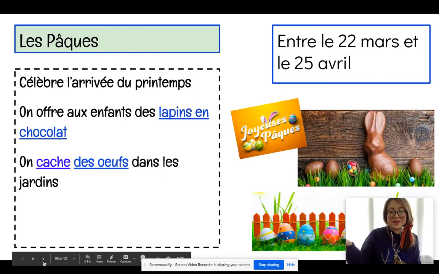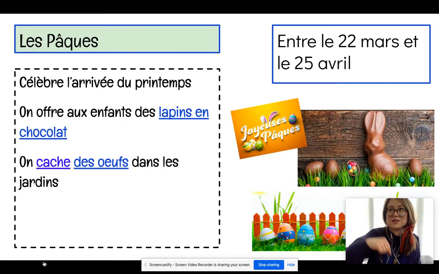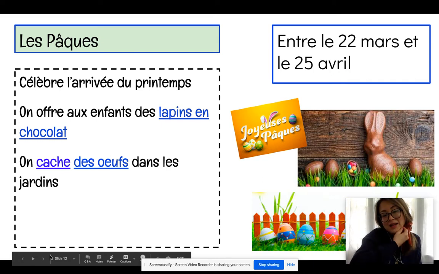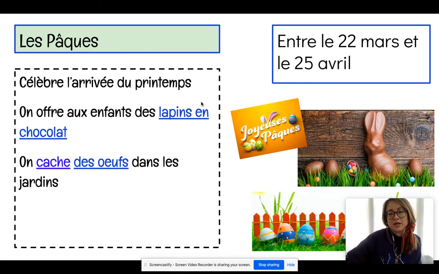Oh, regardez les Pâques. Alors, maintenant, aujourd'hui, c'est lundi, le jour après les Pâques. Les Pâques, ça veut dire Easter. Et chaque année, les Pâques se passent entre le 22 mars et le 25 avril. So Easter, as we know, and maybe you don't know, but the date changes every year. Alors les Pâques célèbrent l'arrivée du printemps, mais aussi, bien sûr, les Pâques est une fête religieuse.